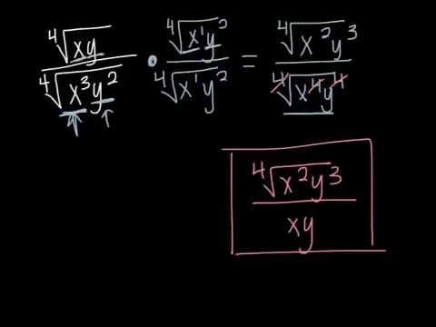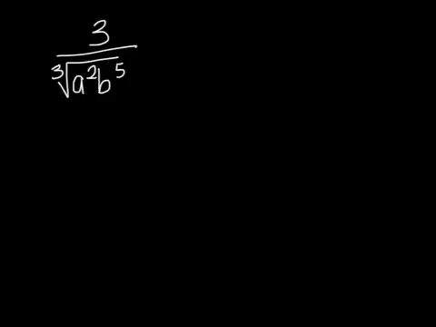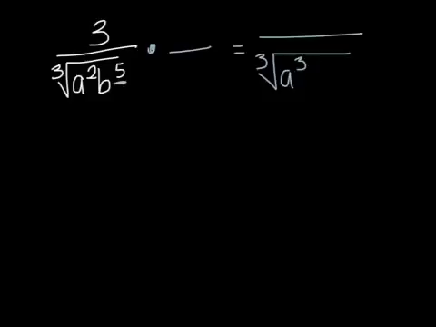Let's try one more because this is a little bit different. So I have 3 over the third root of a squared b to the fifth. So my goal again is I'm going to multiply it by something to give me multiples of the denominator. Well, a squared, the next one to get to 3 would be a to the third. Well, if I have b to the fifth and I need multiples of 3, I have to get to b to the sixth because both of these pieces are divisible by 3.